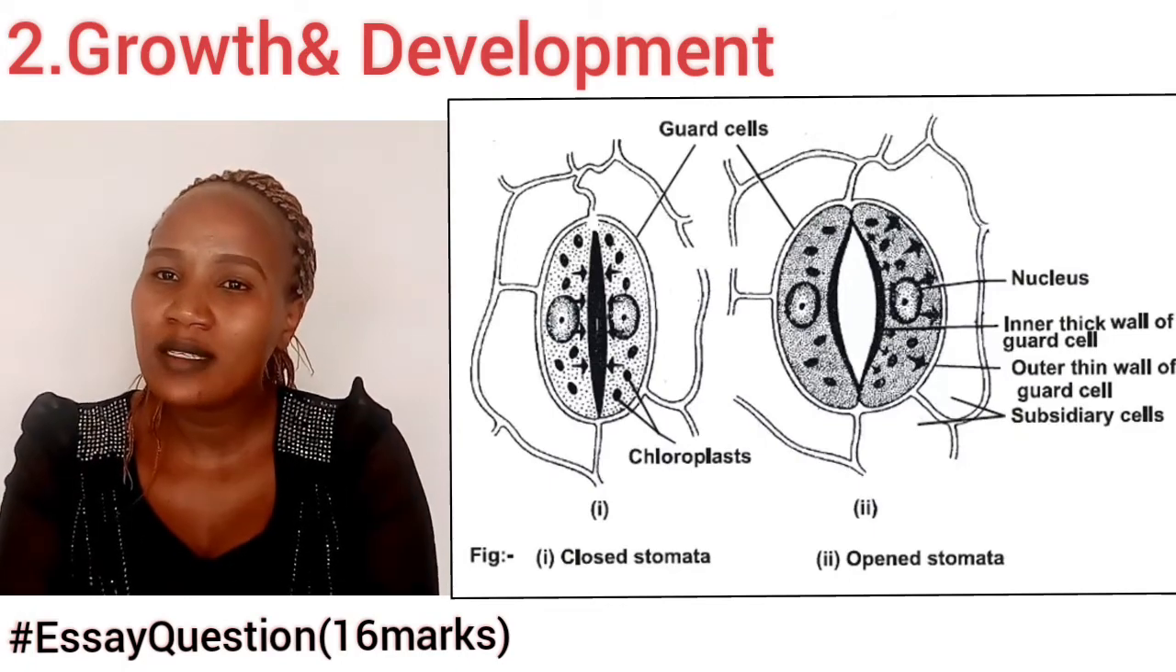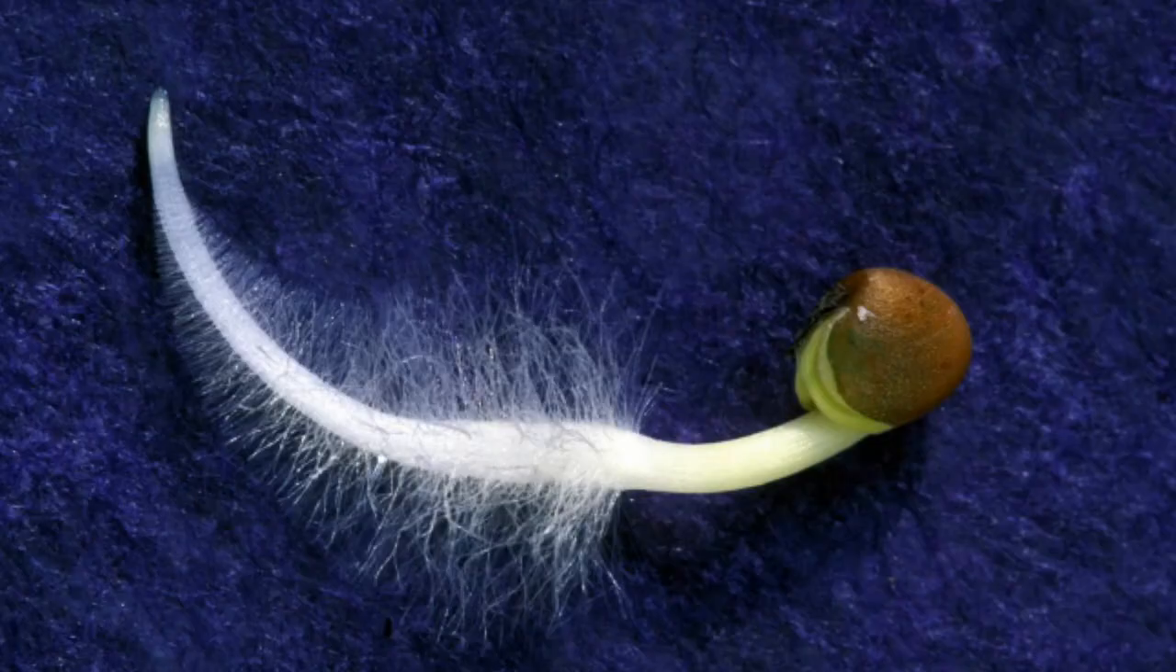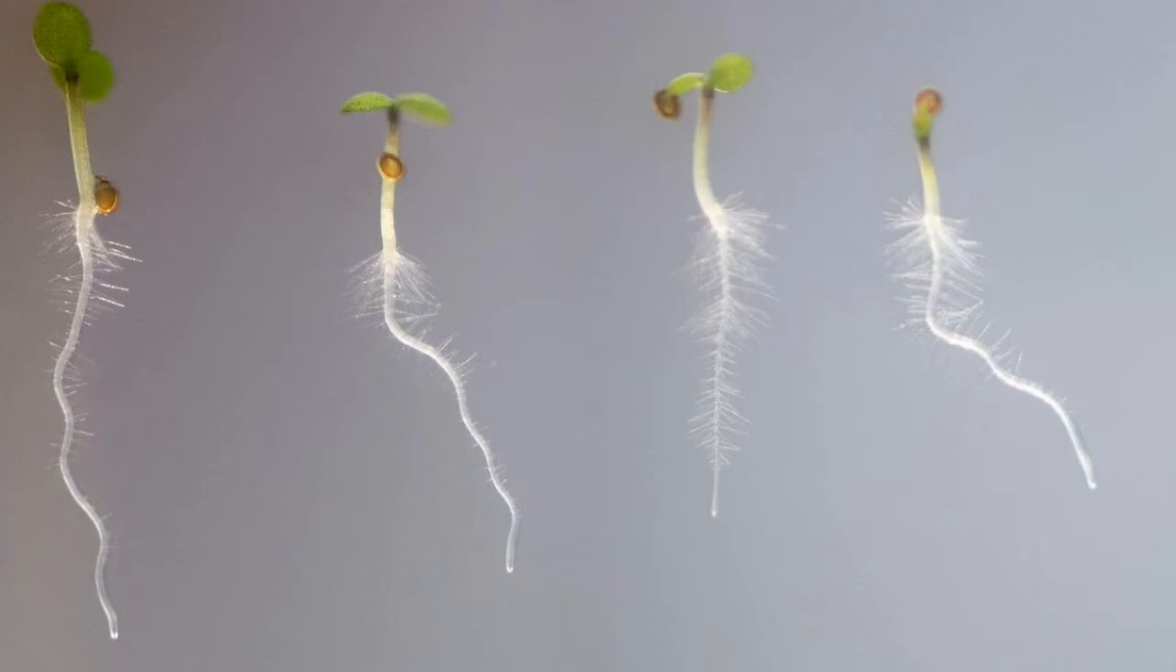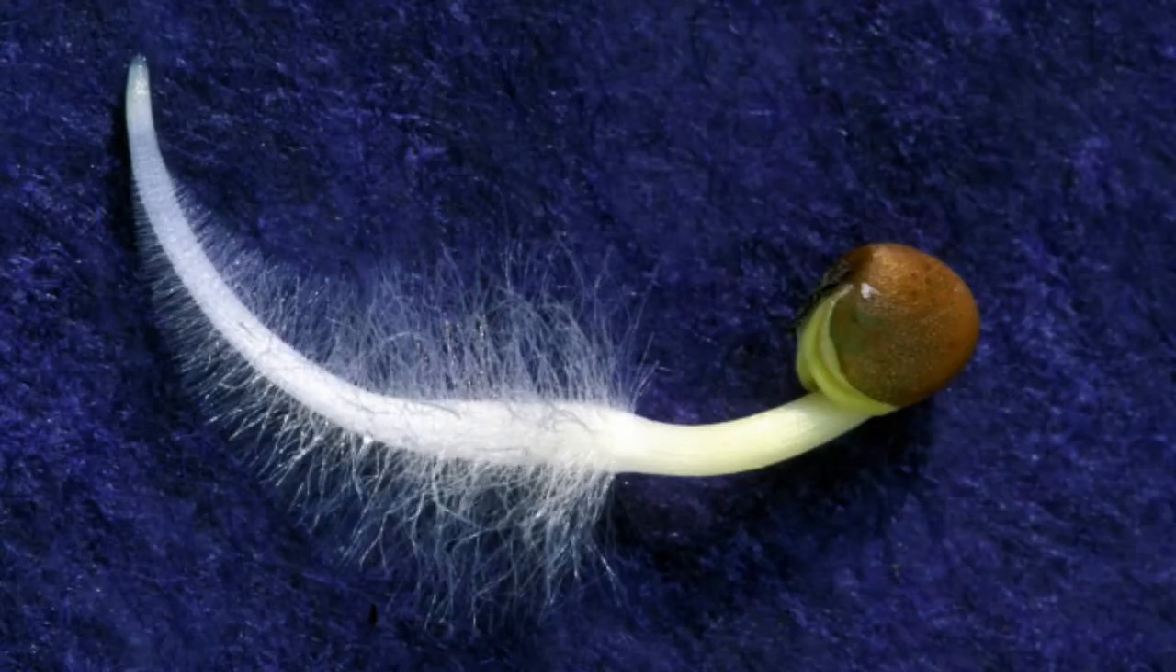And another good example is the root hair cell. The root hair cell has also been modified such that it has hair-like structures. These hair-like structures enable them to absorb water and mineral salts in the sense that the distance covered by these molecules of water and minerals is reduced for fast absorption.